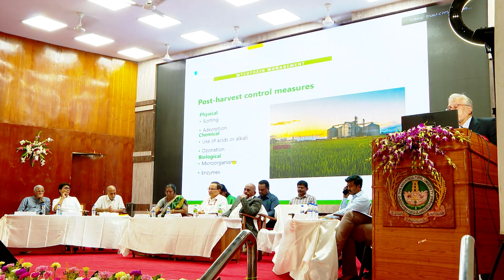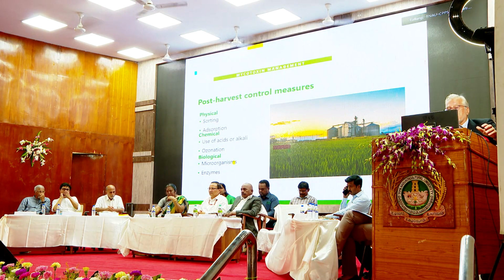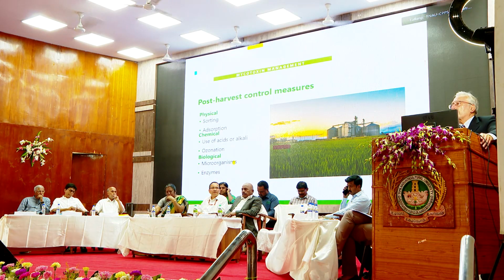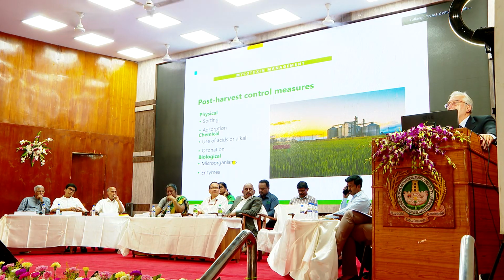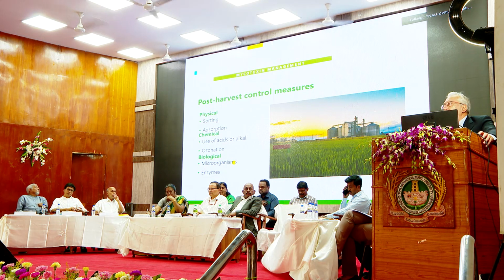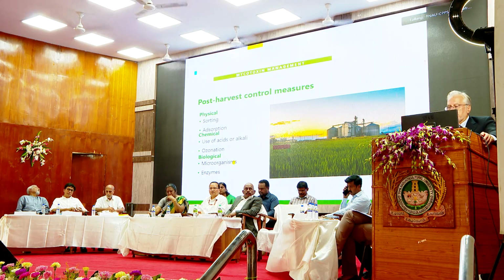If we move on to post-harvest, we have physical, chemical, and biological methods, such as sorting, absorption, use of acid, hydrogenation, microorganisms, and enzymes. So for this complexity, we have some possible solutions, not to eliminate. This is absolutely not possible, but just to minimize. That is our keyword: minimize mycotoxin effect during the long chain.